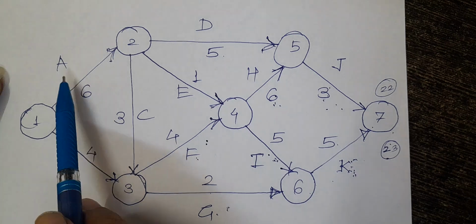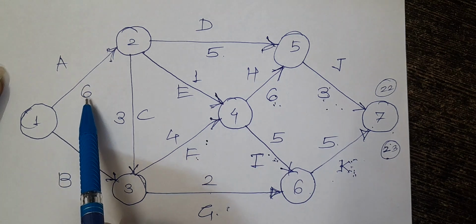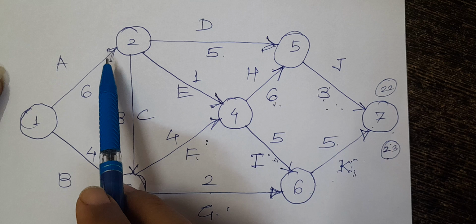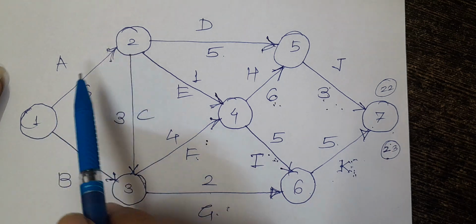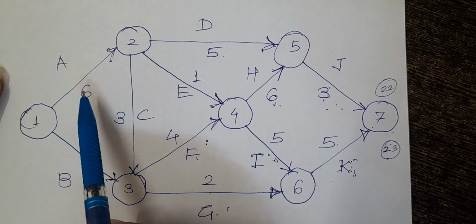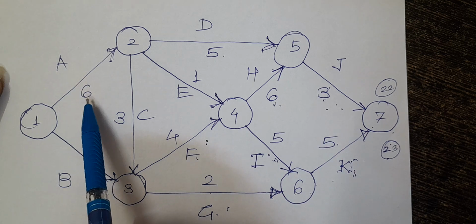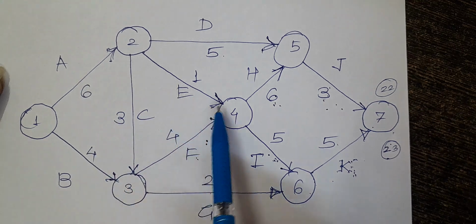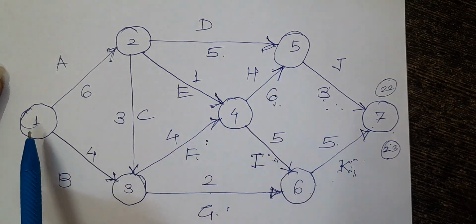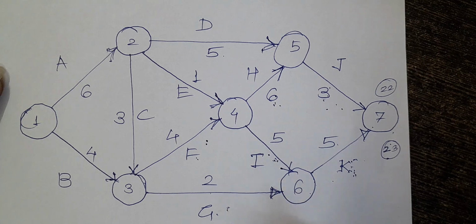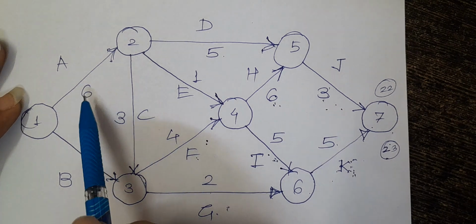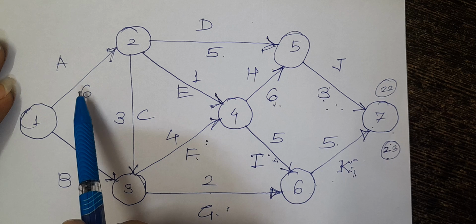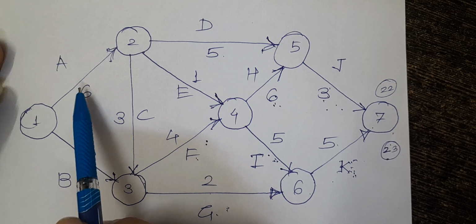So this is the activity, and the time required to complete it is mentioned on it. This arrow means we are going from node 1 to node 2, and in between we have to complete activity A, which requires 6 days. The arrow is shown moving from left to right, and now we have to find the earliest start and earliest finish for this activity.